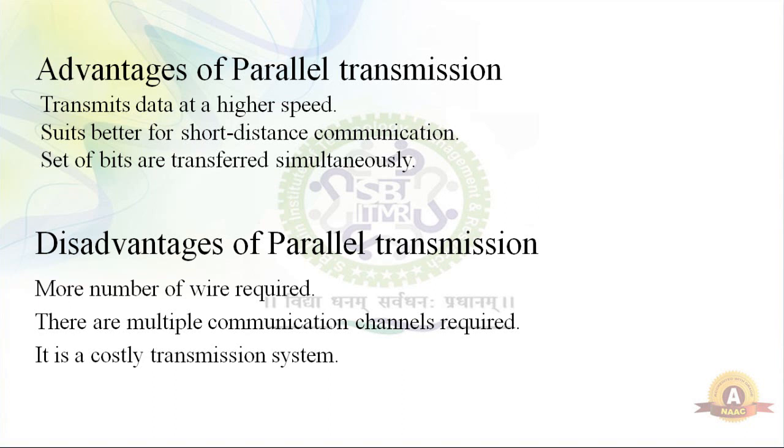Why does this transmit the data at a higher speed? Because the data is transferred in parallel, meaning at a time we can send 8 bits or 16 bits or 32 bits or 64 bits, depending on the processor. It can transfer the data at a time. So this is high speed data transmission, which is better for short distance communication.